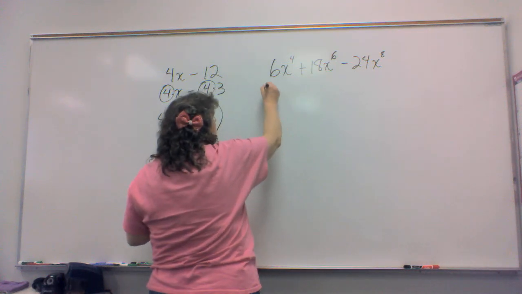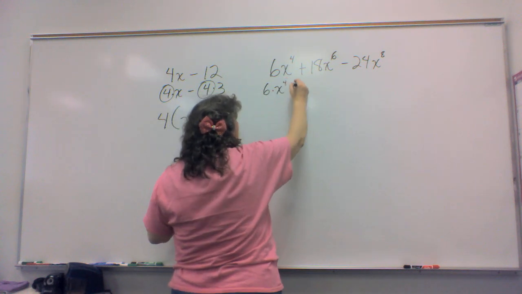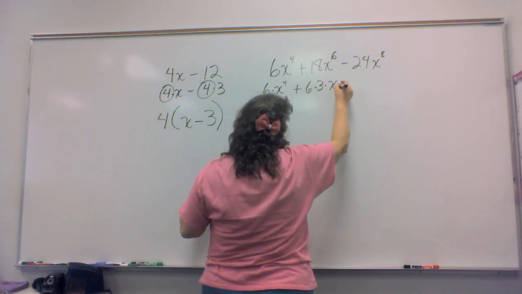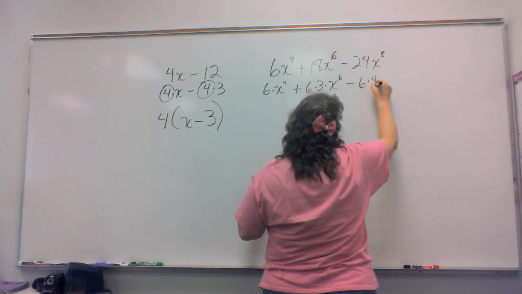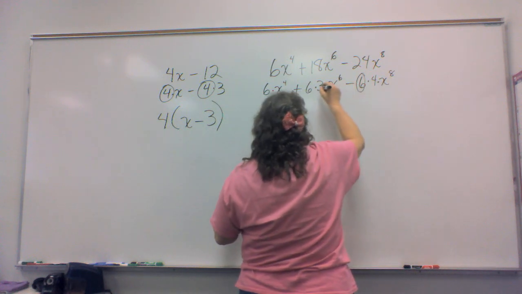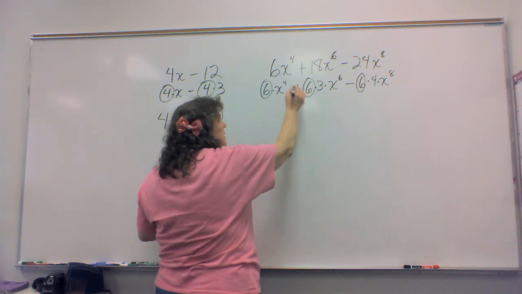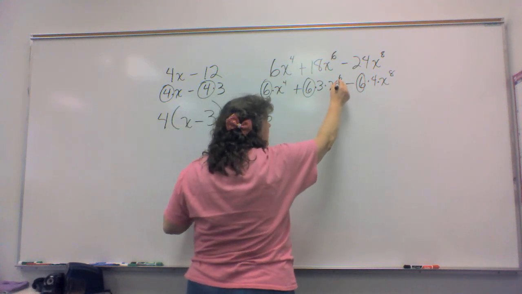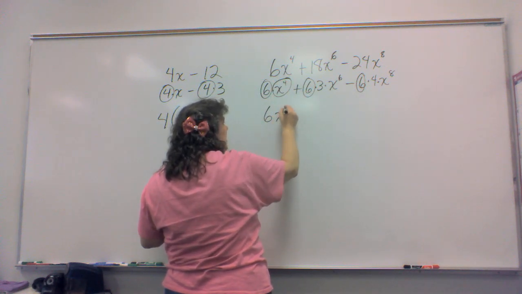So therefore, this gives us 6 times 1 times x to the fourth, plus 6 times 3 times x to the sixth, minus 6 times 4 times x to the eighth. Here's our common factor of 6. My smallest exponent is my x to the fourth, x to the sixth, and x to the eighth. So x to the fourth is going to be my common factor.